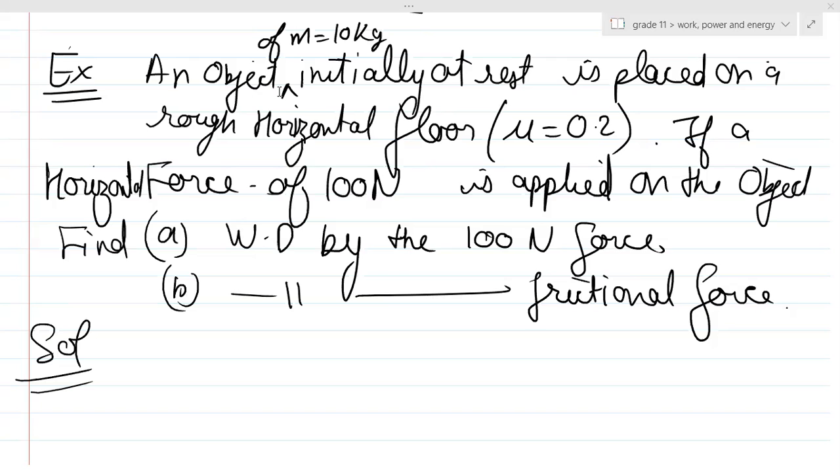Who will tell me what you will do in this question? Does anyone know what to do in this question? The only thing which you have learned so far is basically what? We did a whole chapter on it. From the past 1 month we are doing it. Tell me what is it?